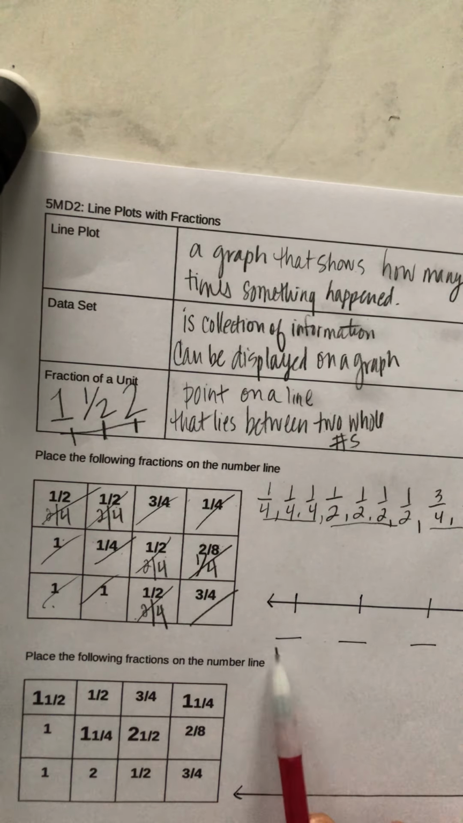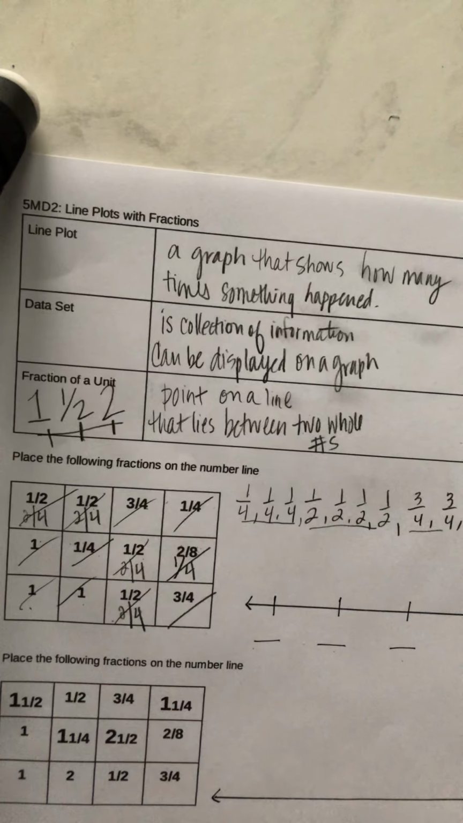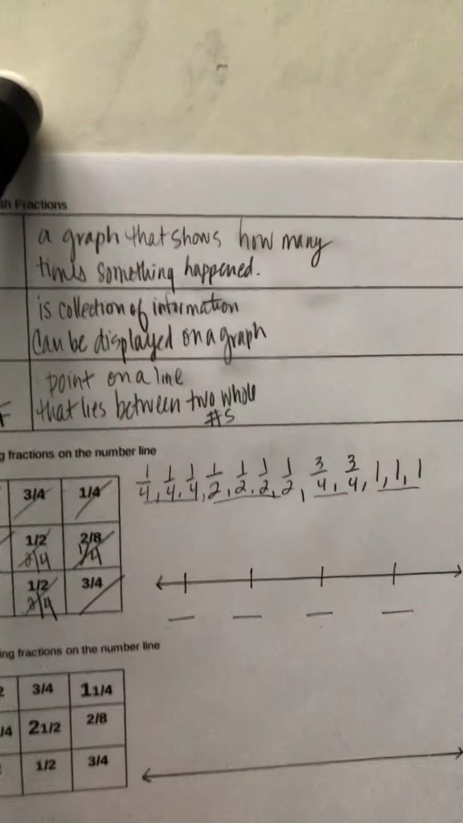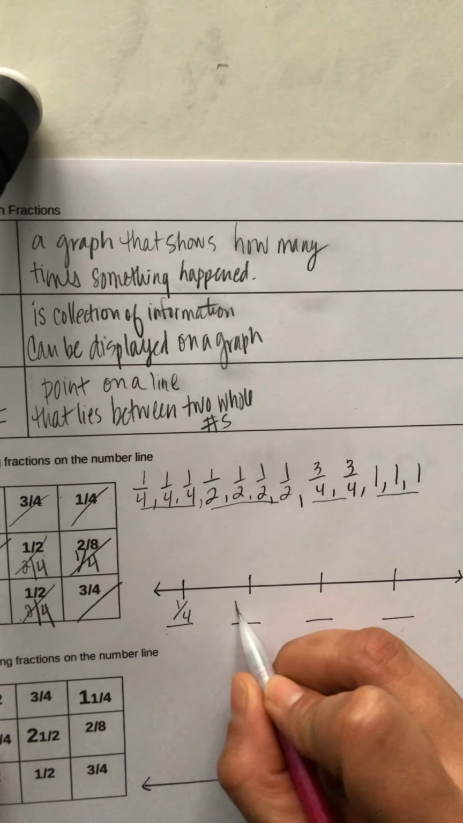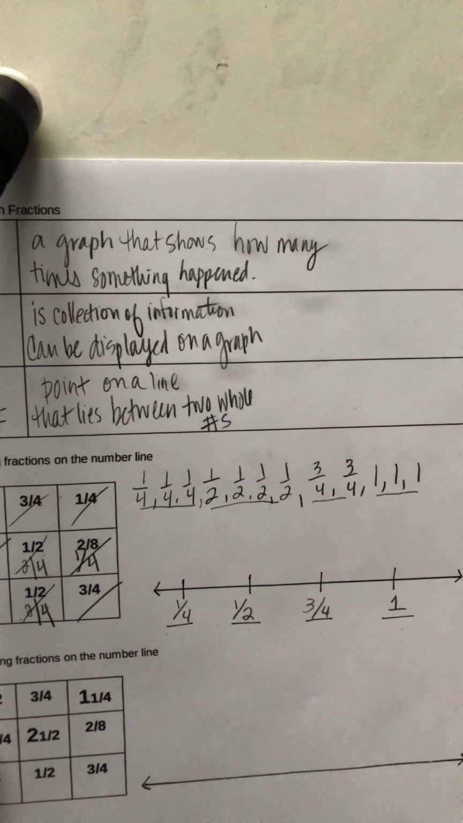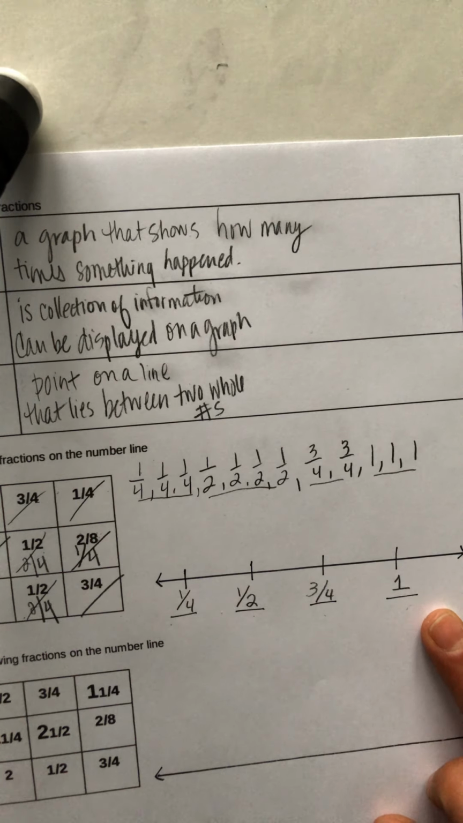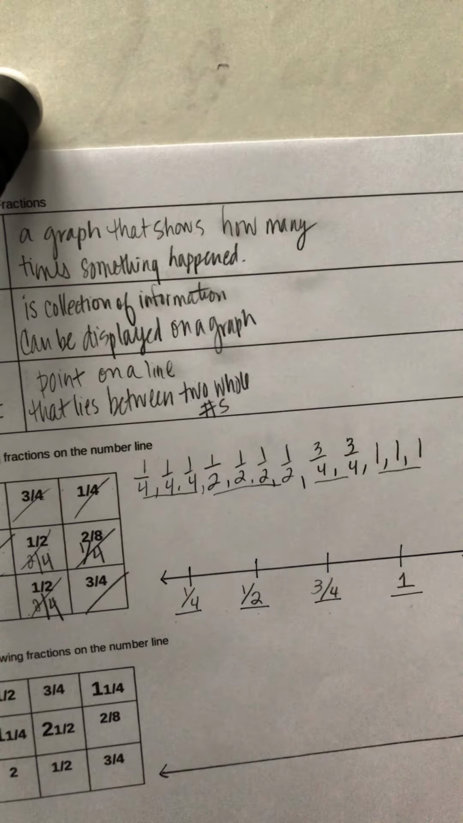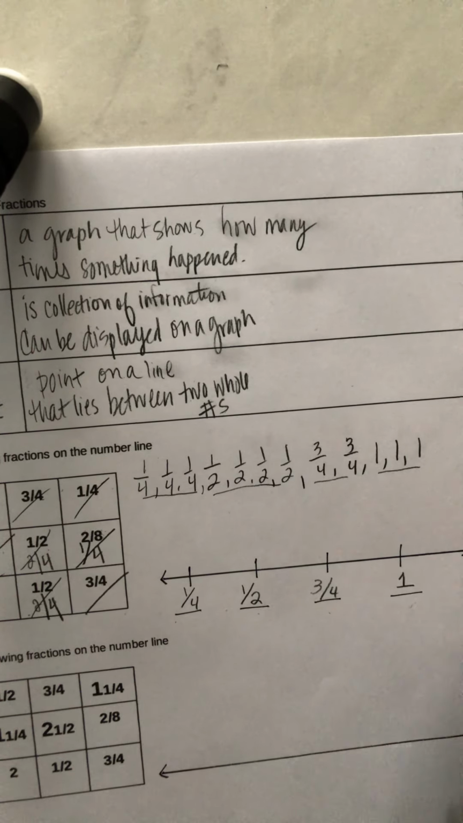So I only need 4 numbers down here, and I'm going to put them in order from least to greatest. So my smallest number will be 1/4. It will go right here, then 1/2, then 3/4, then 1 whole. Okay? So you always want to put your data down here on your line plot going from least to greatest and in order.